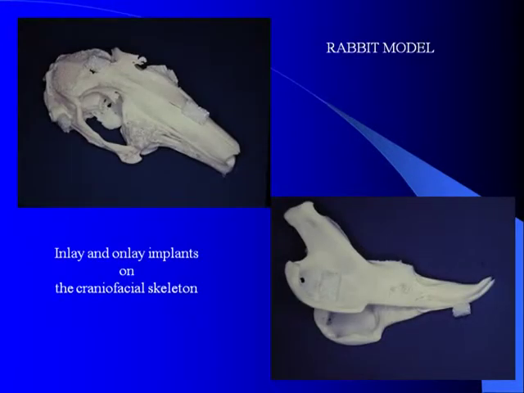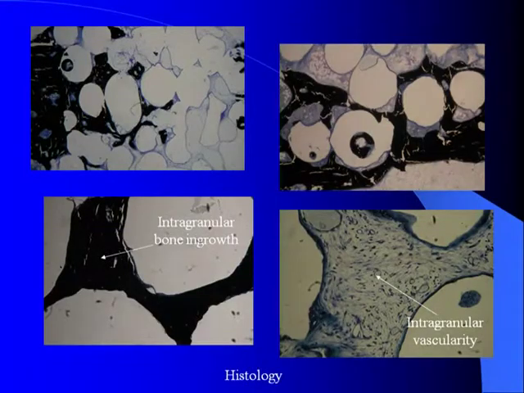I initially looked at this for cranial reconstruction in an animal model, trying to answer the question, do you get through and through fibrovascular ingrowth throughout the material? In a rabbit model, small blocks were both placed as inlays and onlays on the skull, mandible, and nose. When you really look at this material closely histologically, what you see consistently is a large amount of fibrovascular ingrowth with a lot of blood vessels throughout the material.